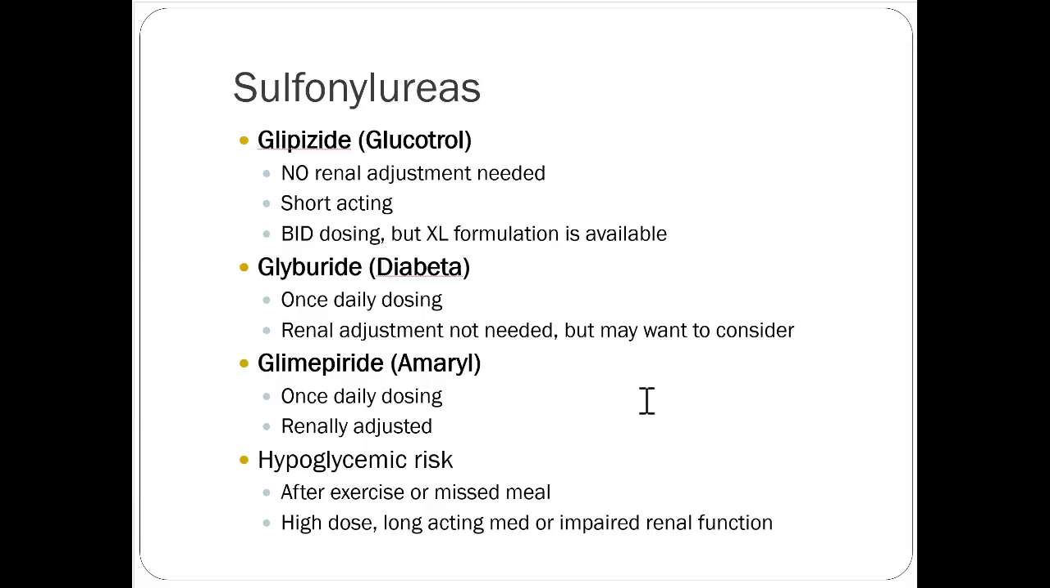Three drugs: glipizide, glyburide, glimepiride. They have varying degrees of usefulness. Glipizide is probably the most common one. It's short acting, but it does come as an extended release. It doesn't require renal adjustment, which is really nice for a diabetic drug. Again, your hypoglycemic risk is a big thing with this medication. After exercise or missed meals, there's a high risk for hypoglycemia. So weight gain, hypoglycemia, and that beta cell issue of causing more beta cell failure over time are the biggest problems with these medications specifically.